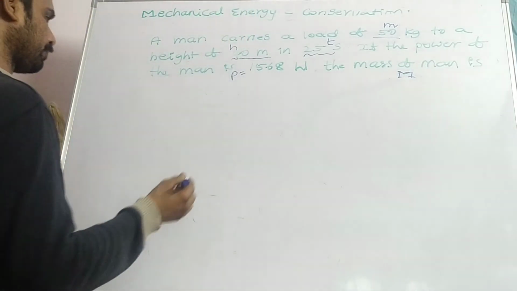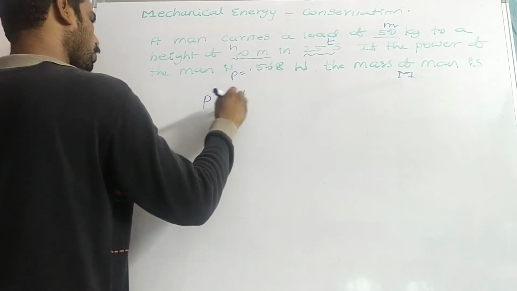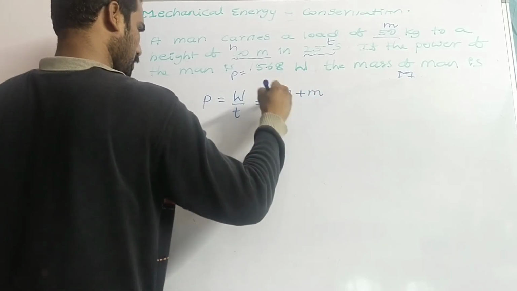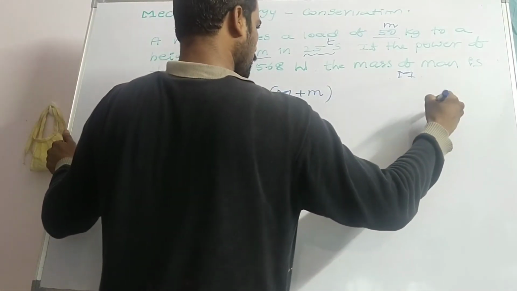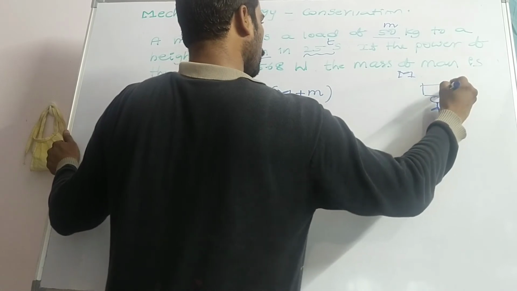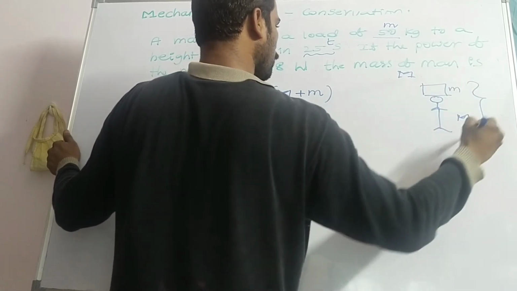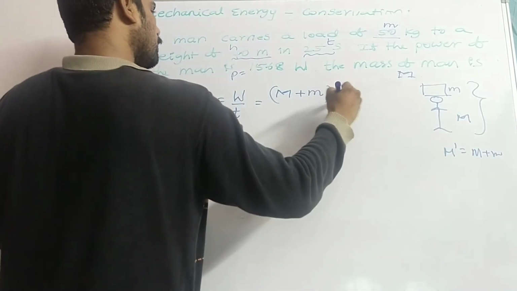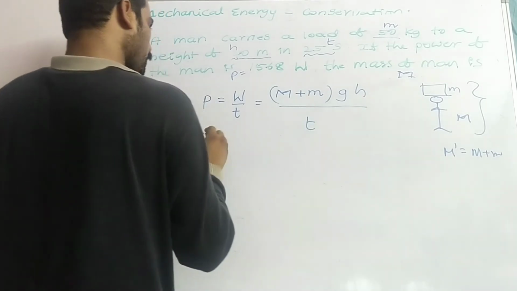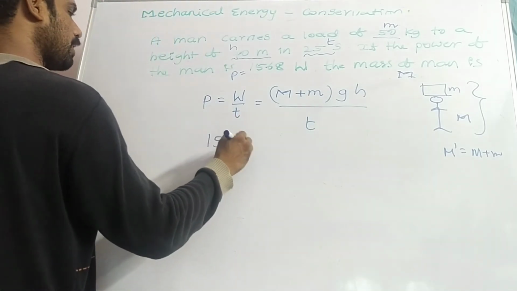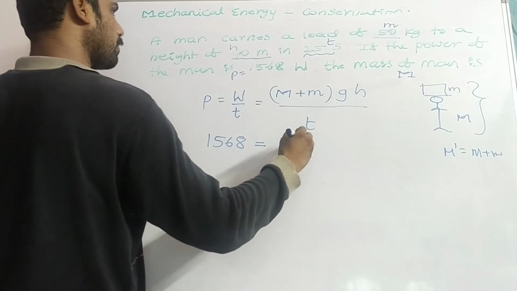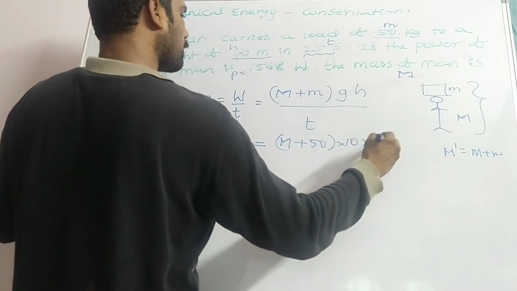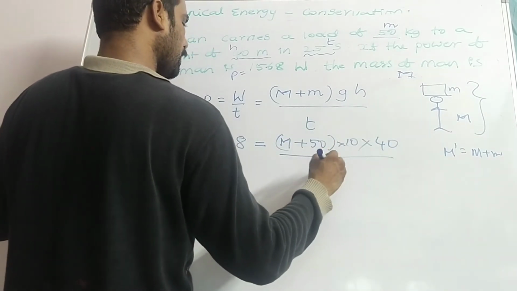Okay. Now power P is equal to work done by time, that is equal to capital M plus small m. Here is the person carrying a load, small m, capital M. So overall mass m dash is equal to capital M plus small m, into g into h by t. So power is given, 1568 watt is equal to capital M plus load of 50, into 10 into height value given, 40, by 25 seconds.